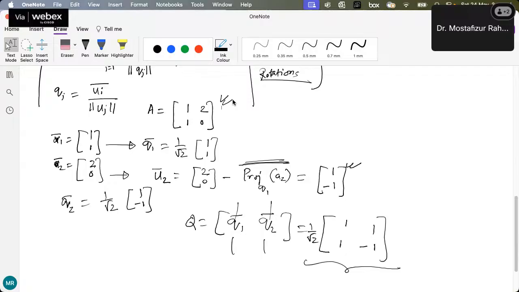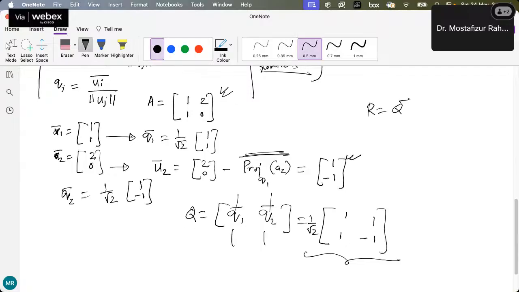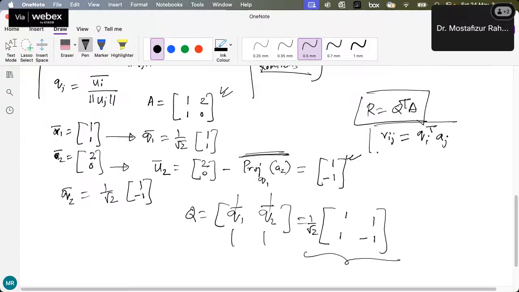Similarly, you can compute the R. R is basically Q transpose A. There is also a way to compute the component Rij, the element of R, which is basically the same formula: Qi transpose Aj. This is just a dot product, a simple dot product. You take star or transpose based on the elements. Here all the elements are real, so I take the transpose. You'll get R equals square root 2, square root 2, 0, square root 2.